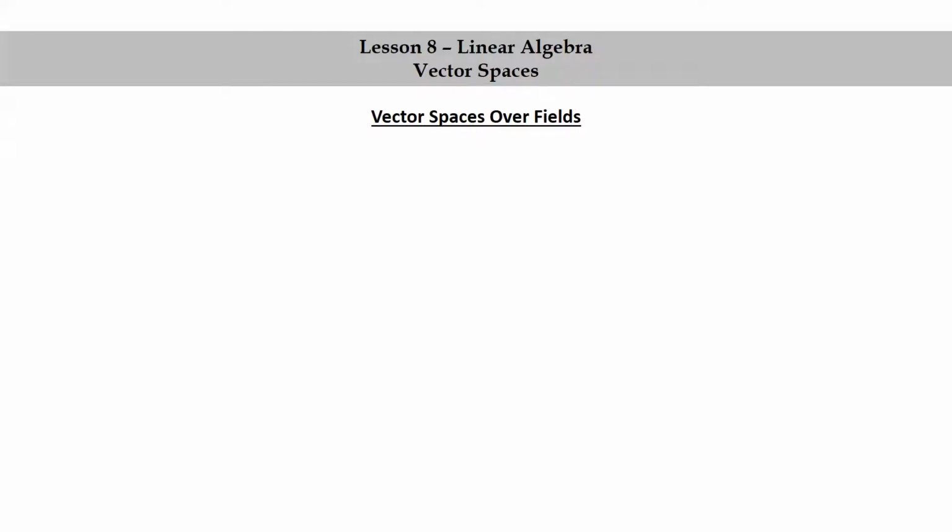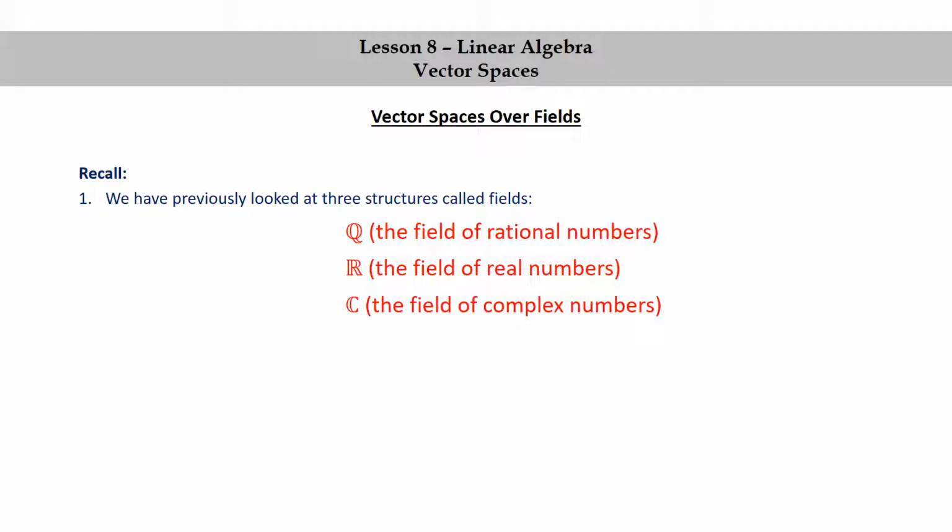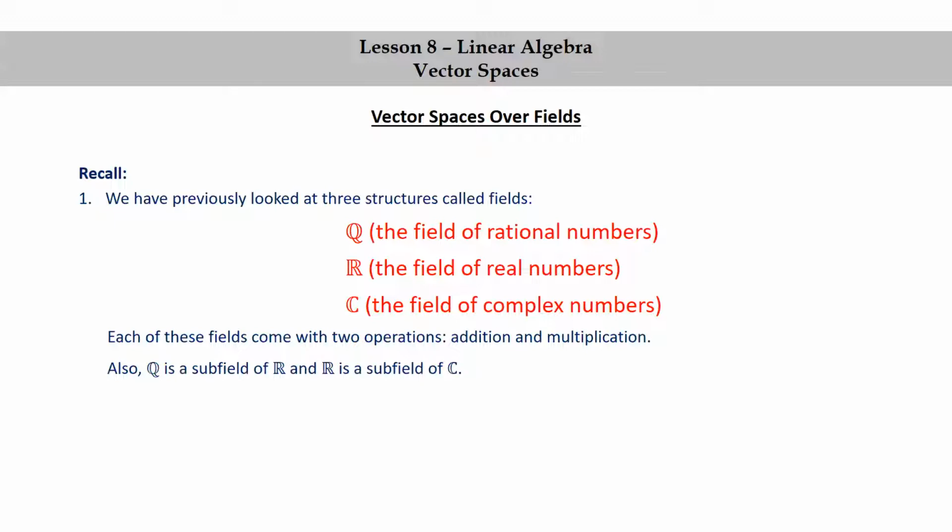Vector spaces over fields. Recall the following. We have previously looked at three structures called fields: Q, the field of rational numbers, R, the field of real numbers, and C, the field of complex numbers. Each of these fields comes with two operations, addition and multiplication. Also, Q is a subfield of R, and R is a subfield of C.